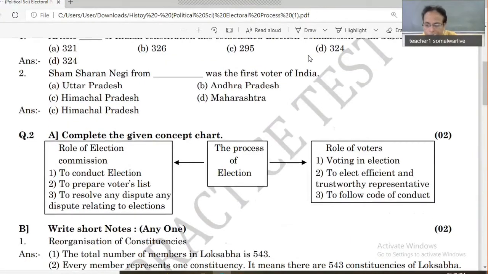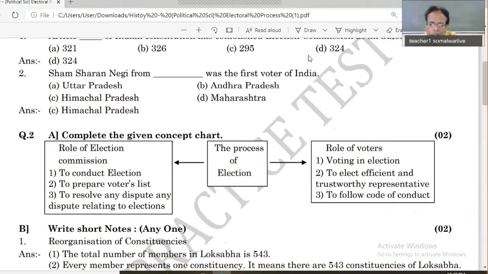When you write the answer of the next series, one: complete the concept chart. This was the process of election, role of commission, and the role of voters. Role of commission is directly mentioned in your book. I think 5 to 6 roles are there, and you were expected to write any two. Here you are given: to conduct election, the most important role of the election commission, to prepare voter list, and to resolve any dispute relating to election if it arises. So you can go for any two that are mentioned in your textbook.